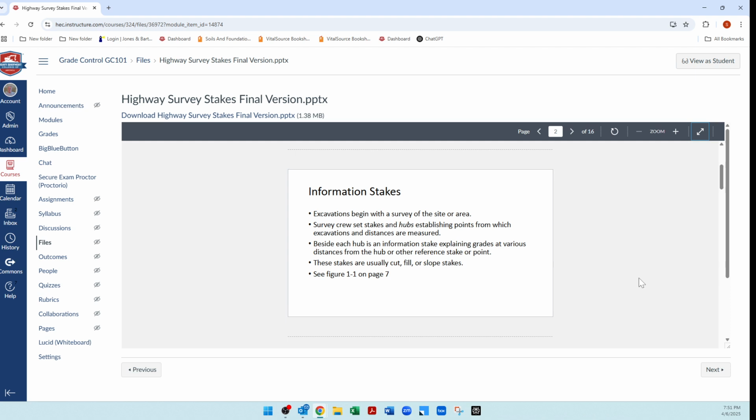So these stakes are usually cut, fill, or slope stakes. If you go to page 7, they're talking about it in the excavating and grading handbook, and it says go to figure 1.1 on page 7. Now, I'm not going to do that, but you're welcome to do it.